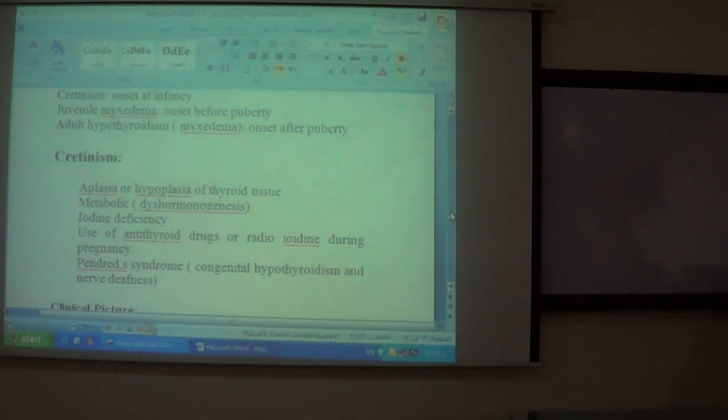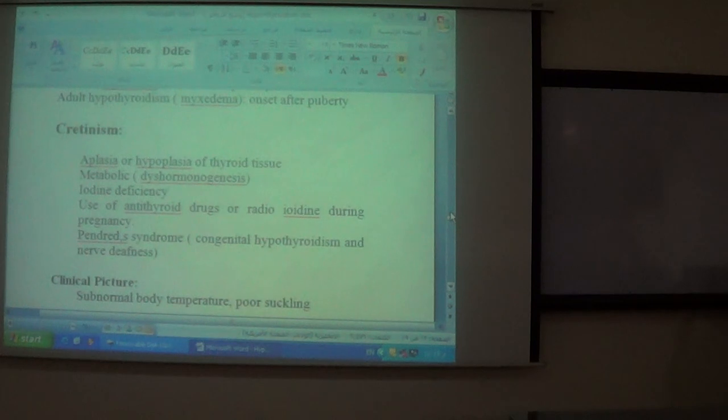Antithyroid drugs may cross the placenta, pass into the fetal circulation, reach the fetal thyroid and cause the same effect, which can lead to fetal or neonatal hypothyroidism. Also Pendred syndrome, which is a combination of congenital hypothyroidism and nerve deafness. It is a rare syndrome, but it is known as Pendred syndrome association.